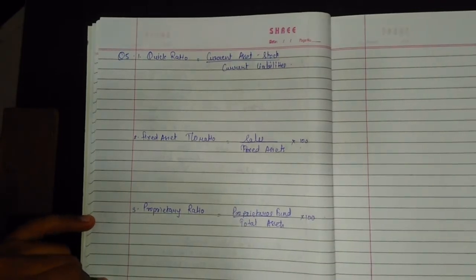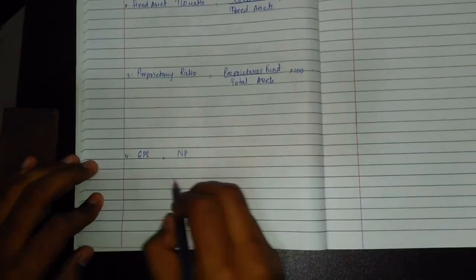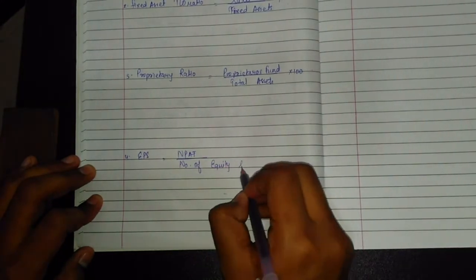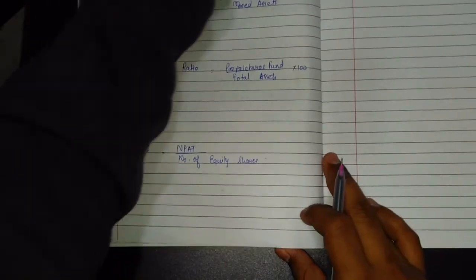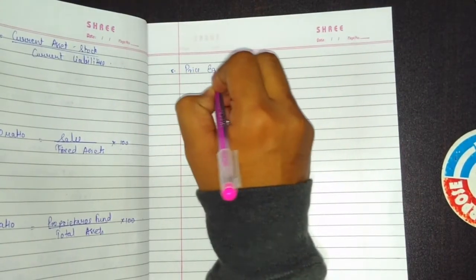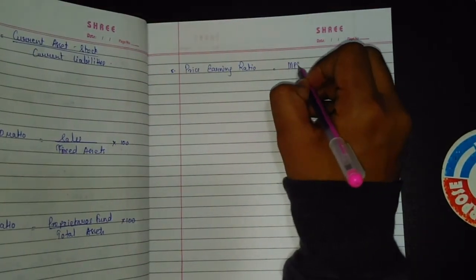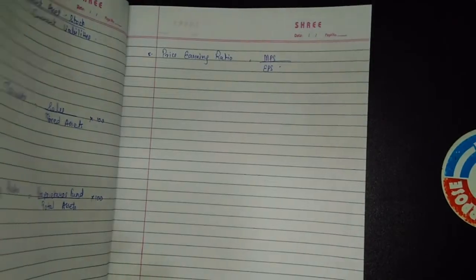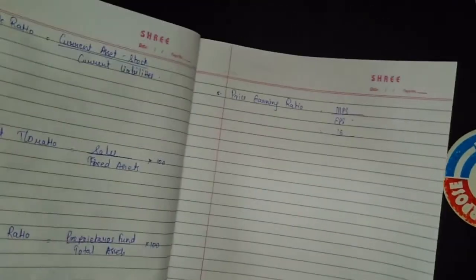Fourth, EPS, the formula is net profit after tax divided by number of equity shares. The number of equity shares, you know, is 60,000 only. And lastly, price earning ratio, that is P/E ratio. The formula is MPS, that is market price per share, divided by EPS. EPS you are already calculating, so you will get it over here. It is quite simple. Market price per share they have already provided, 16. EPS you will calculate and substitute it over here.